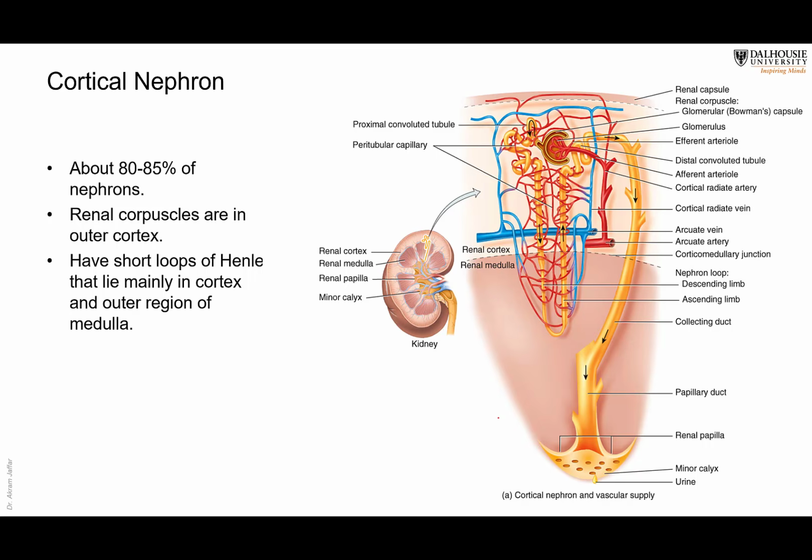Some of the nephrons are mainly located in the peripheral part of the cortex, actually this is most of the nephrons. The glomerulus is located in the outer part of the cortex. Okay, there are 80 to 85% of them, and so they will have a short loop of Henle.